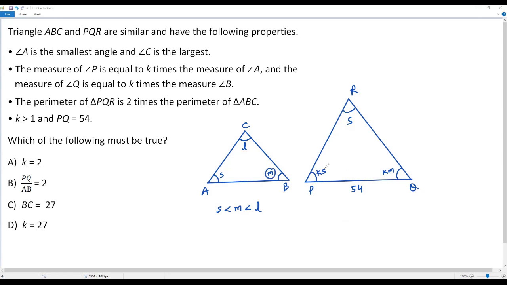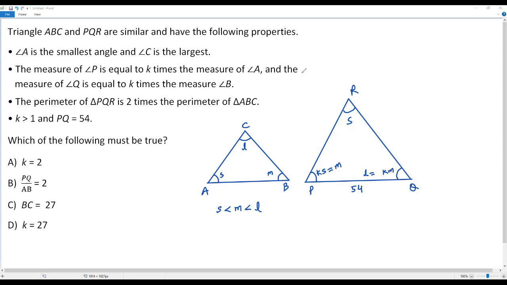Then this M must be over here. And I am pretty sure M cannot be at this position because M is greater than S. So we'll have this interior angle M at the vertex P. Then this Ks and M must be equal. Okay, and then we'll have this interior angle L at this position, that is L equals Km.